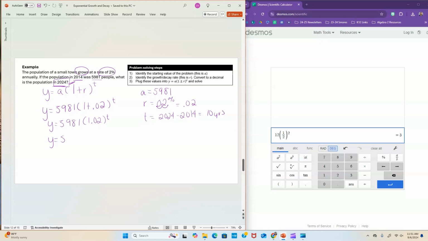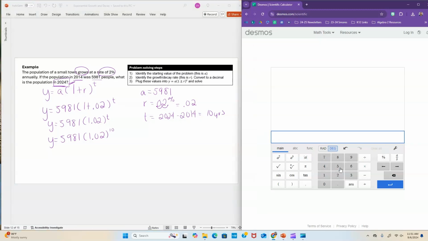So we have y equals 5981 times 1.02 to the 10th power. So I'm going to now go to my calculator and plug this in. I have 5981, parentheses, 1.02, and then I'm going to close that and do my exponent, the a to the b, and we do 10th power. When you hit enter, it tells us that we have this value right here.